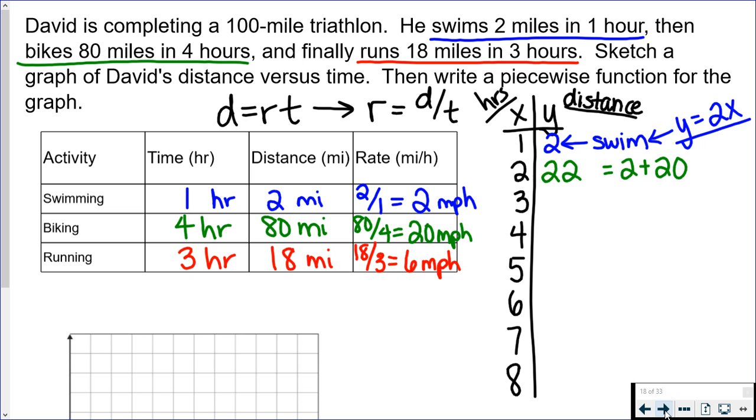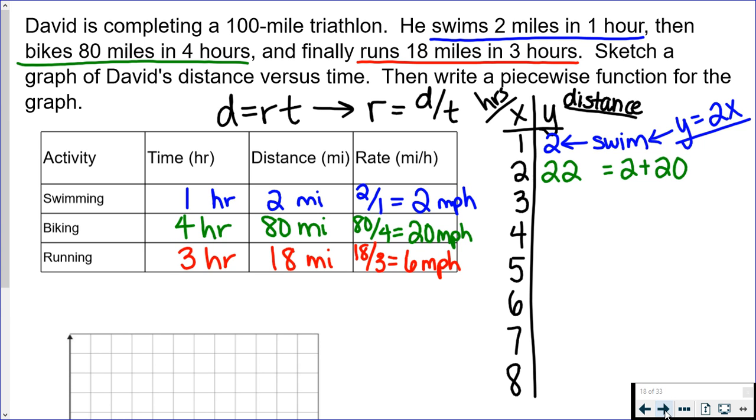So for hour 2, you take the 2 miles that he's already swam. You need to remember that whatever's happened so far needs to be included in the next hour. So he's already swam 2 miles, plus if he biked for 1 hour, he would have gone 20 miles because it's 20 miles per hour. So the total distance after 2 hours would be 22. And you need to do this the same way for the rest of the chart. So after hour 2, he's gone 22 miles.